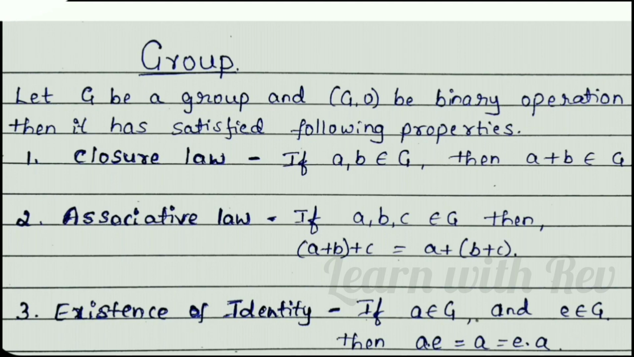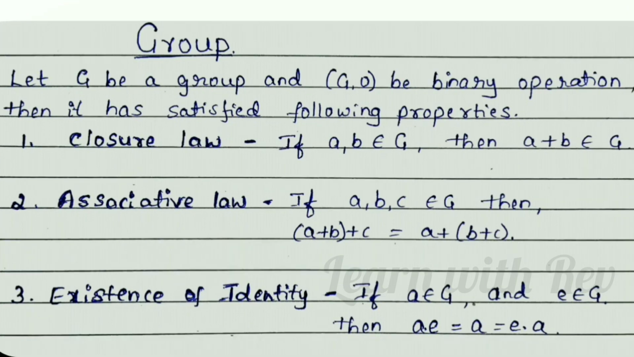So that is first one, closure law. If A, B belongs to G, then A plus B belongs to G. So this is the closure law. So if any A and B which belongs to the group G, then what happens, the sum of these elements, that is A plus B, also belongs to the group G.